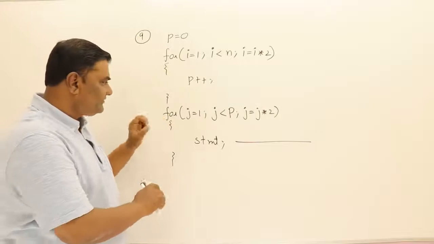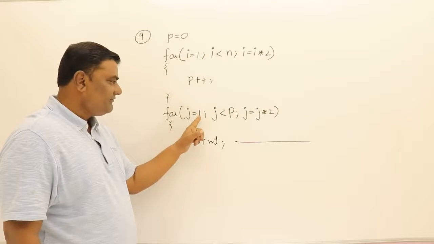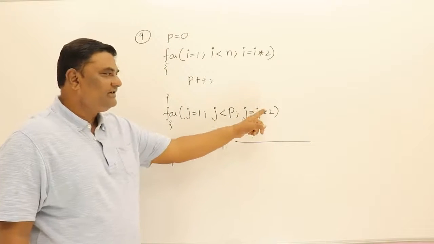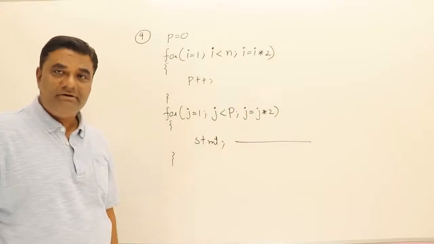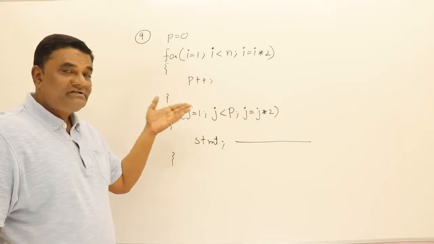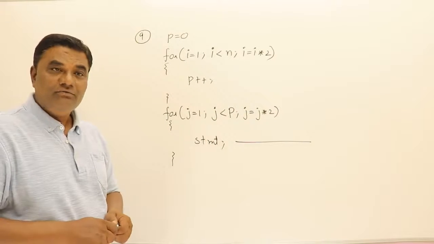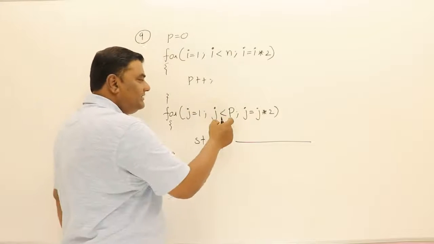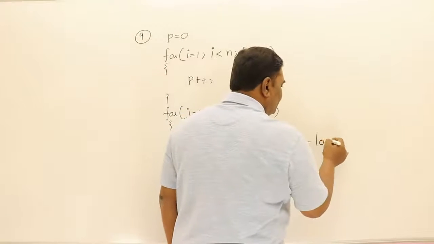If I observe only this one, then j is taking values from 1, j is less than n, j is incrementing, that is updating by multiplied by 2 every time. So this is going to take log value. Log of what? Log of p. So this is log p.